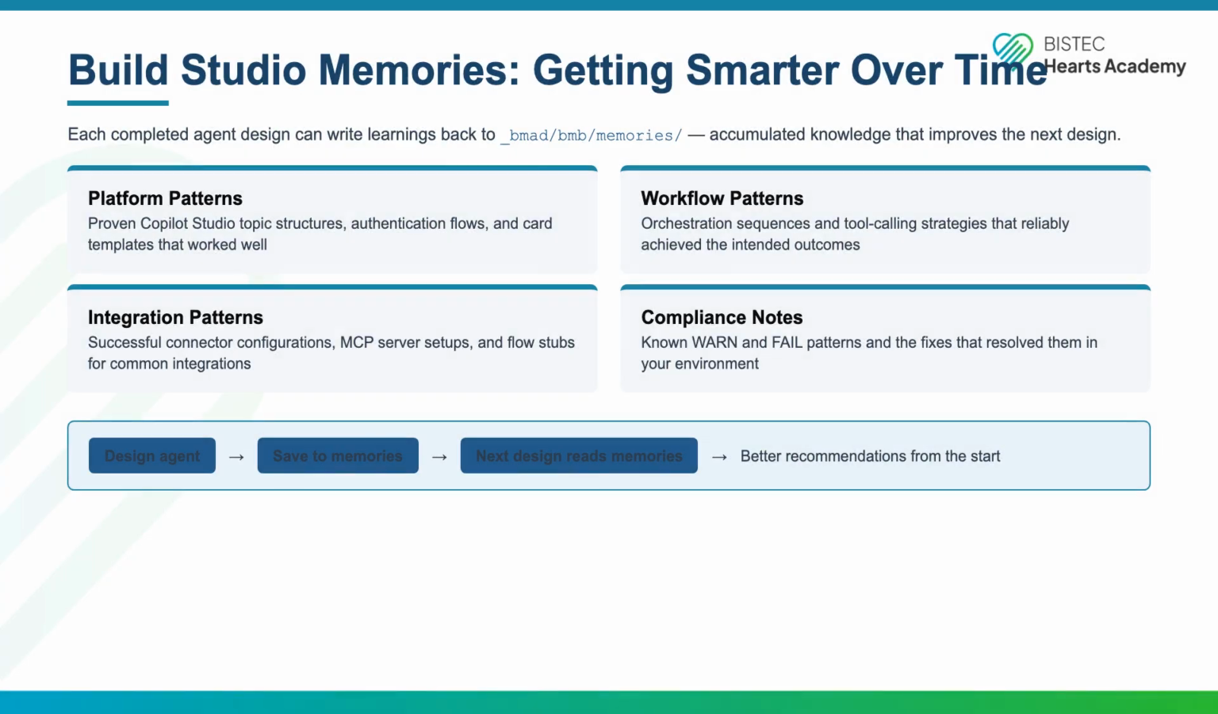As you and your teammates complete agent designs, the wizard can write pattern learnings back to a shared memory store. Four categories of patterns are captured there. Platform patterns record proven Copilot Studio topic structures, authentication flows, and adaptive card templates that worked well in practice. Integration patterns record successful connector configurations, MCP server setups, and flow stubs for common integration scenarios.